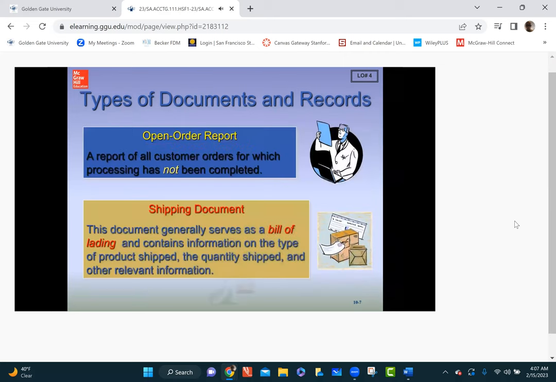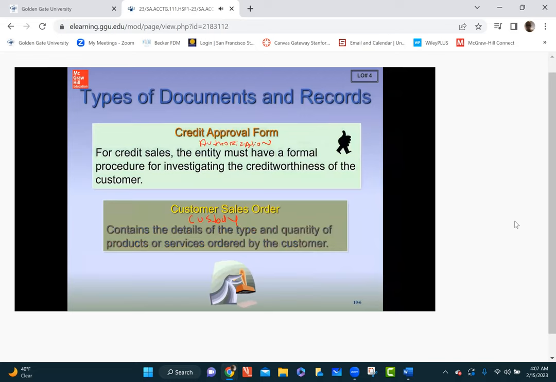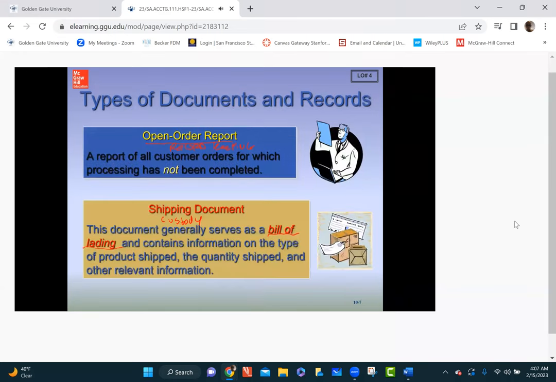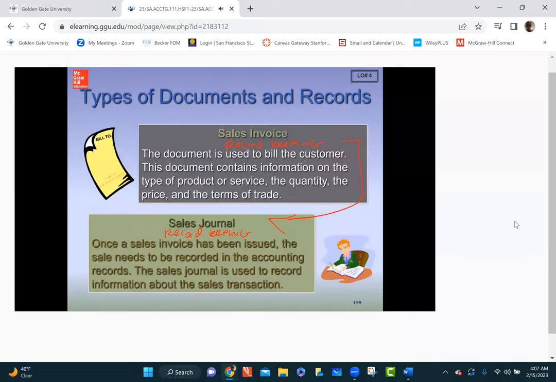We have done what? We have separate custody of the sales order. That's going to help us with the occurrence assertion, because we're saying, well, look, the sale actually occurred, because we've got a separation between the occurrence and the actual record keeping, where we start to have this open order report. So we're seeing if stuff has actually been shipped, because if it hasn't been shipped, then there shouldn't be a shipping document. And if it's still an open order and we haven't shipped it yet, then there shouldn't be a sales invoice. There should be no entry in the sales journal, okay?